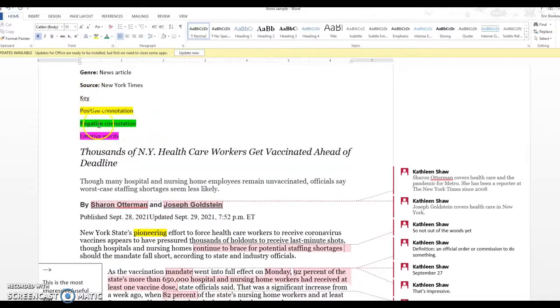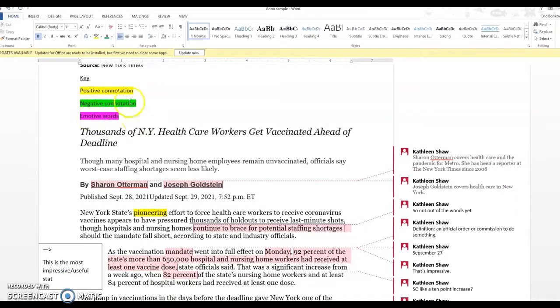And then I have a key to my annotations here because I've done some highlighting that's color coded. So if I found a positive connotation, I highlighted it. If I found a negative connotation, I highlighted it. If I found an emotive word that I couldn't quite tell if it was positive or negative, I highlighted it.